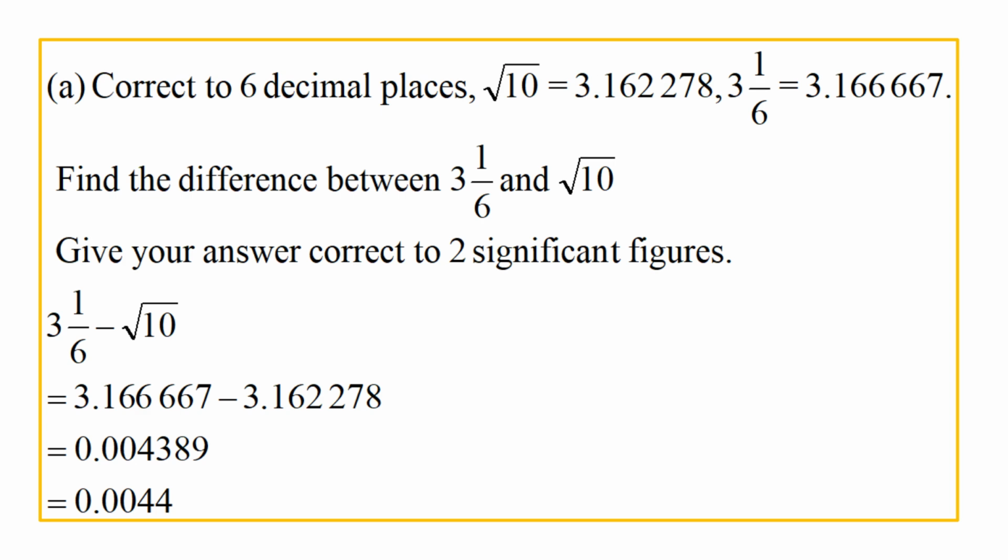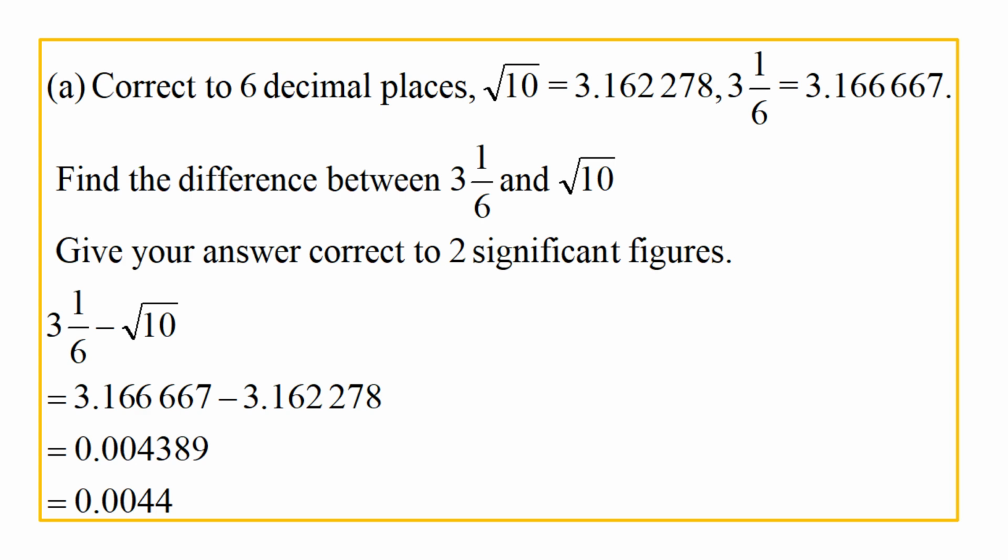First, align the numbers for subtraction. 3.166667 minus 3.162278. Now, subtract each digit starting from the right. When we perform the subtraction, we find that the difference is approximately 0.004389. Now, we need to express our answer in two significant figures.